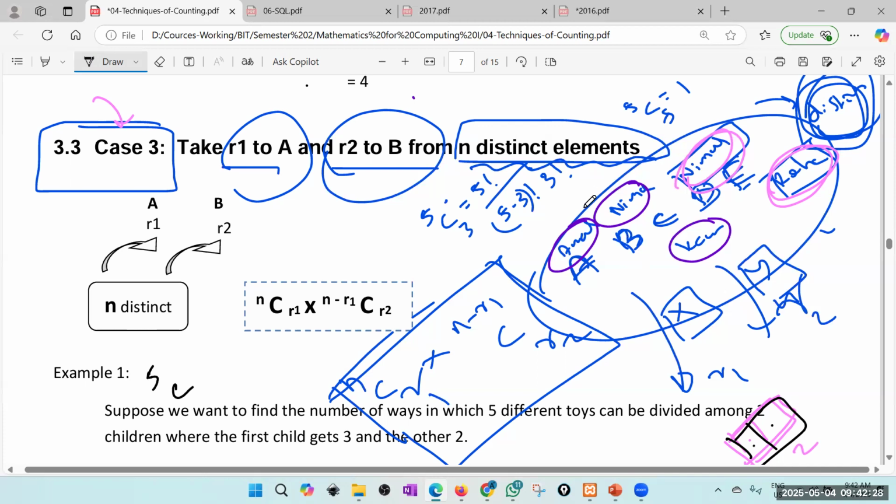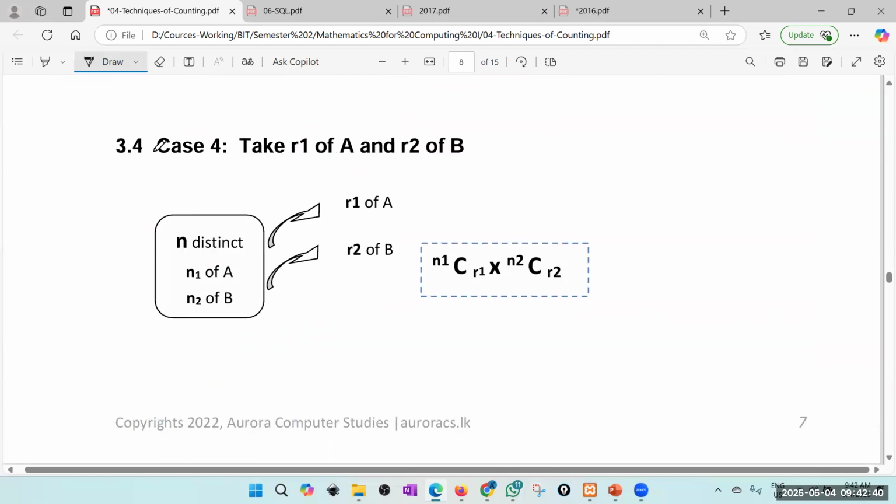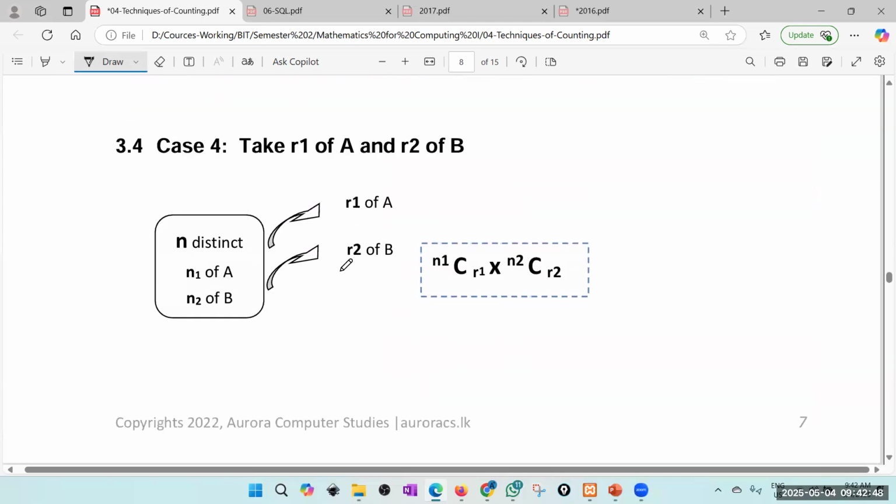Sorry. So this is not an example for this one. Okay. So let's take a different example. I will take this as case 4. Actually, I took the wrong example. So this is an example for case 4. That is, take R1 of A and R2 of B. Okay, shall we do this and come back to case 3? Okay, we'll do it like that. Right. So this is my scenario because the example I took is related to case 4.